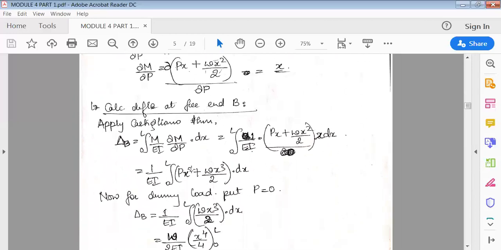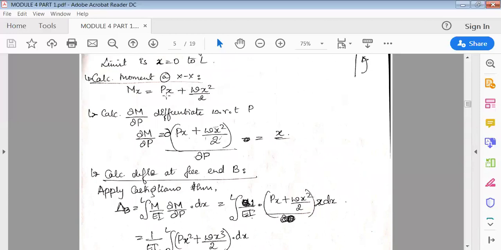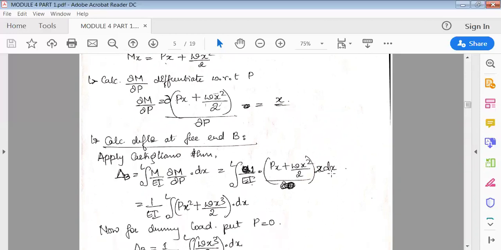So now deflection using Castigliano's theorem is delta B equal to integral from 0 to L of M over EI, ∂M/∂P into dx. So it is 0 to L, 1 over EI I'll take outside. I'll put the value of M: M is nothing but Px plus wx square by 2, and ∂M/∂P is x, into dx.